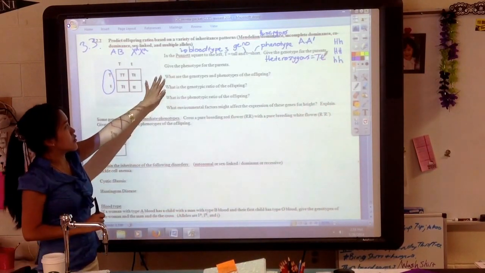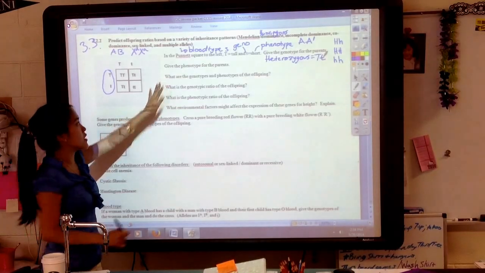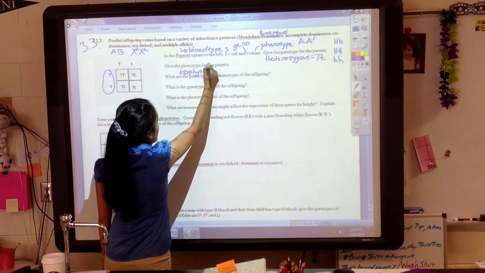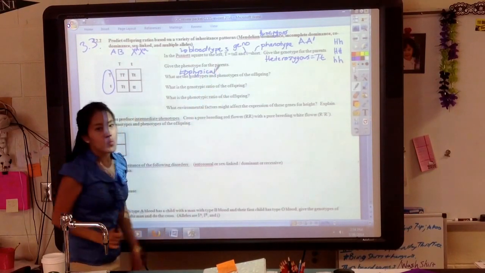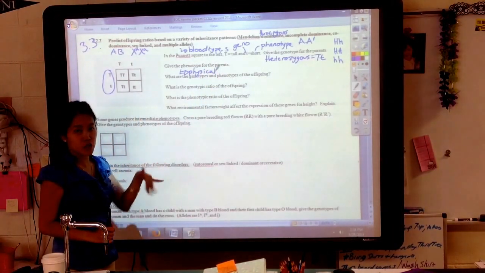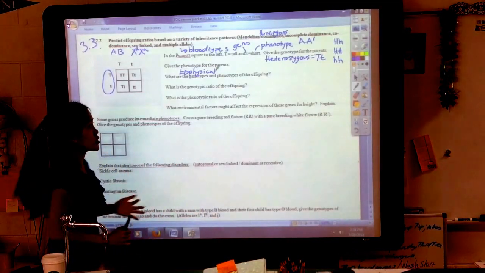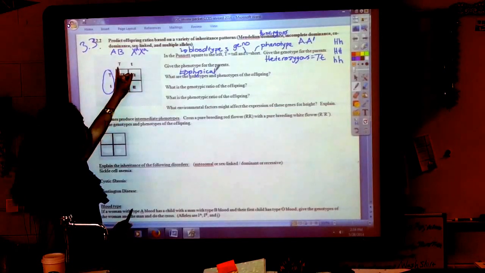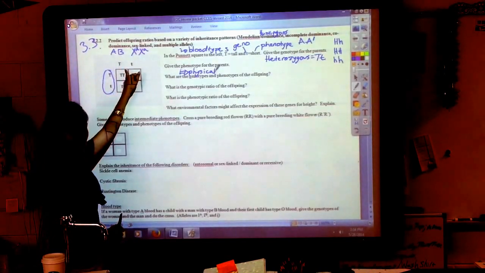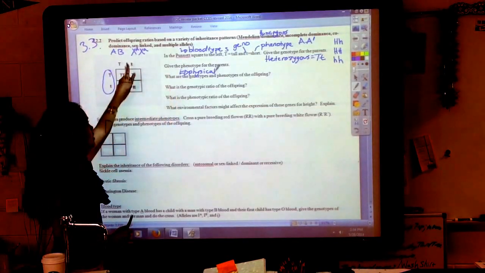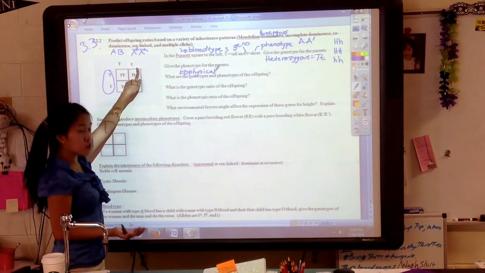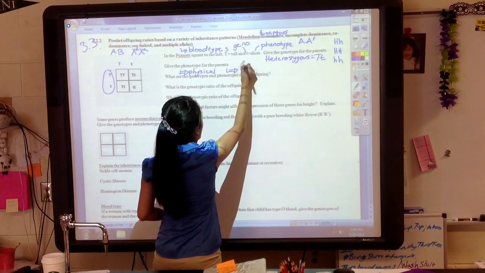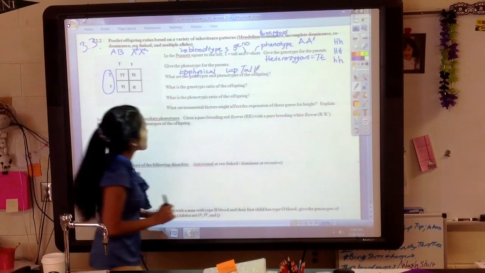Then it asked, give the phenotype for the parents. Now, phenotype, again, means physical. What does the genotype actually produce as far as your trait goes? So when you have big T, little t, the big T is going to overpower or overshadow the little t. Little t means you'd be short, big T means that you would be tall. So these parents would both be tall parents.